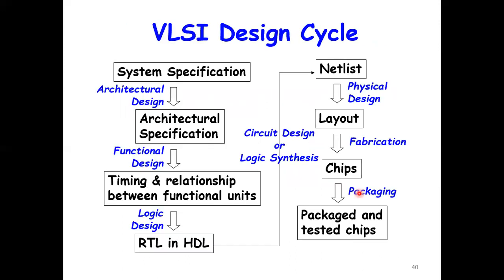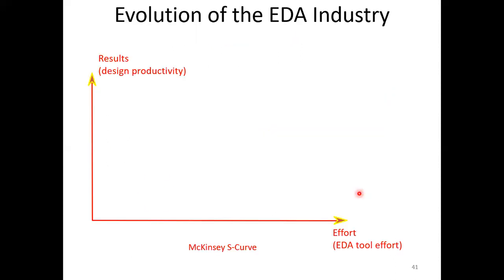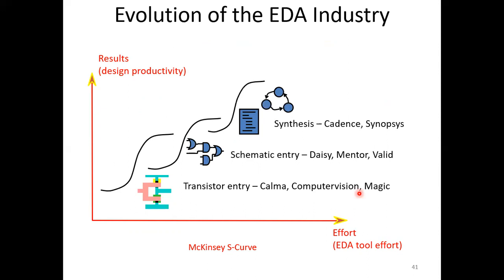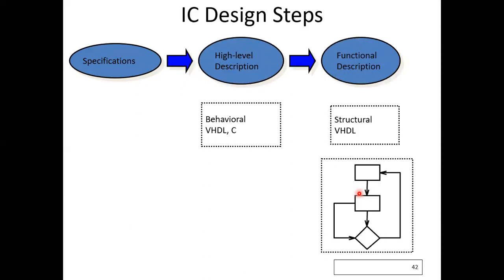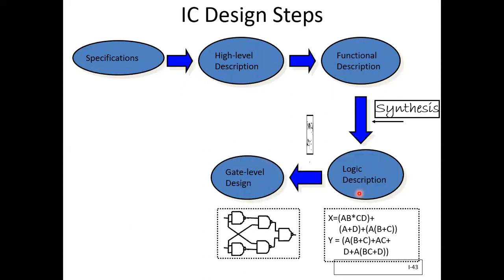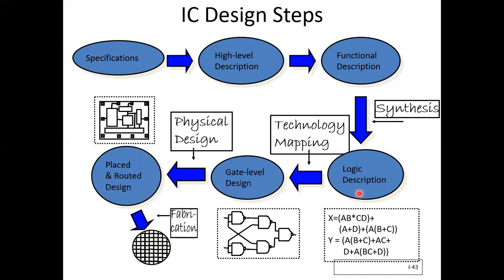So this is your VLSI design cycle: system specification, where the architectural design is. So the same thing is written over here. Architectural specification, timing and relation between the functional units, then RTL in HDL, then netlist, then layout, then chip, and then packaging and testing the chip. This is the IC design step. So the same steps we followed here.